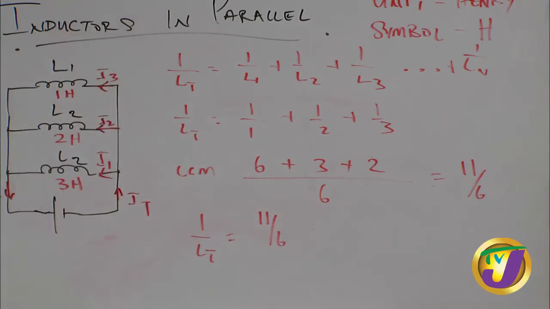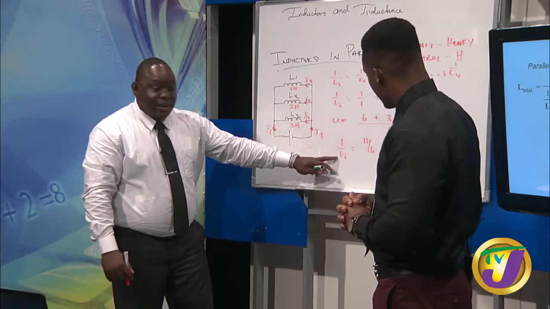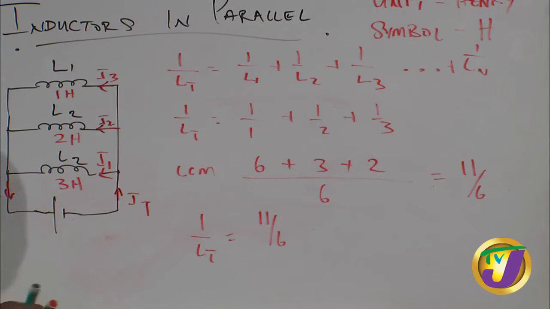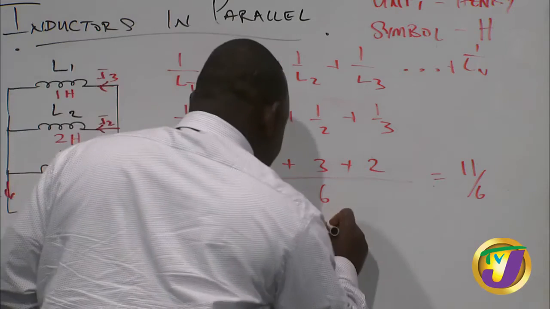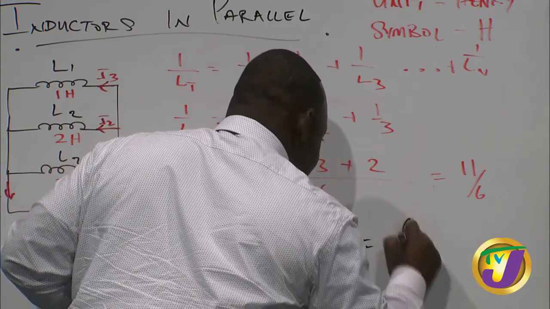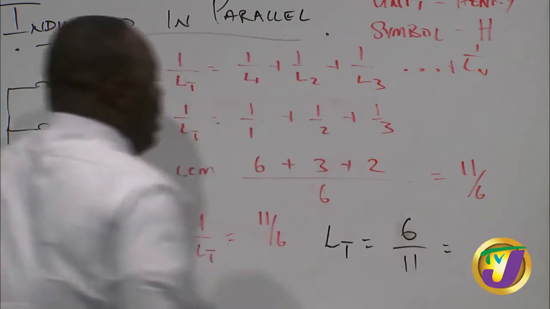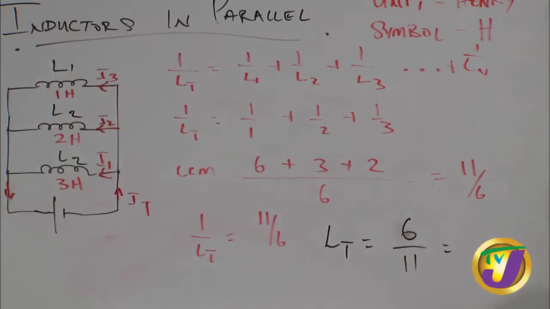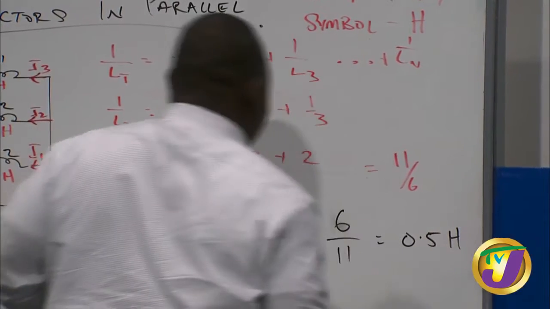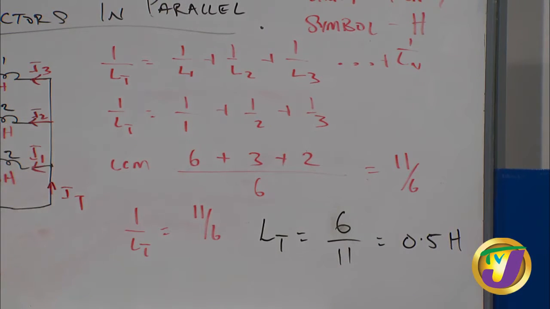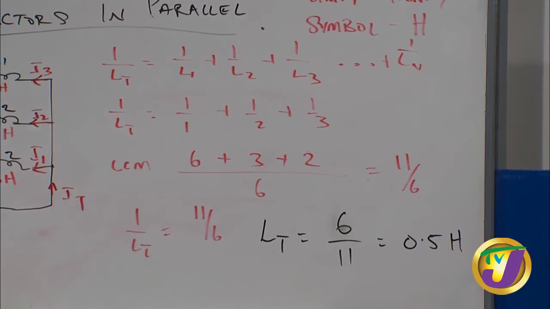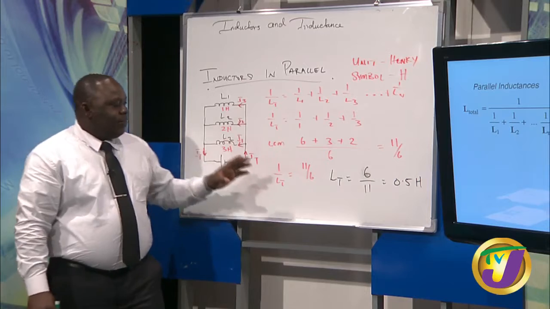But bear in mind, students, that what we're trying to find here is actually what? LT. Yes. Now 1 over LT is not LT. So we need to find the reciprocal of this. Now the reciprocal of this, LT, would be equal to 6 over 11. And if you're using your calculator, that will be 0.5 Henries.